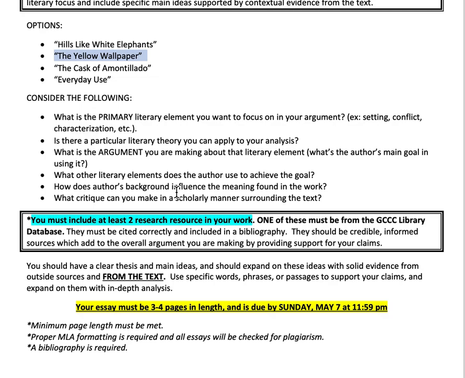So critique doesn't mean negative necessarily. Critique could be positive or negative. But think about the critiques you can make about the text in a scholarly manner.